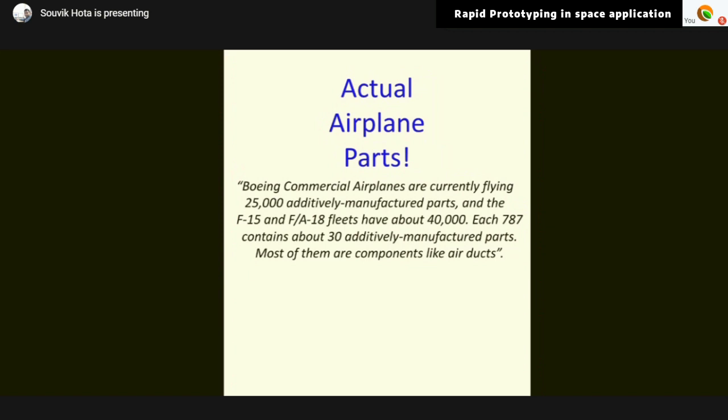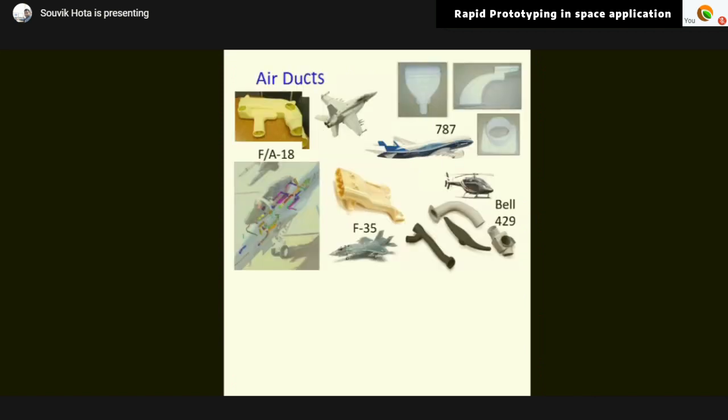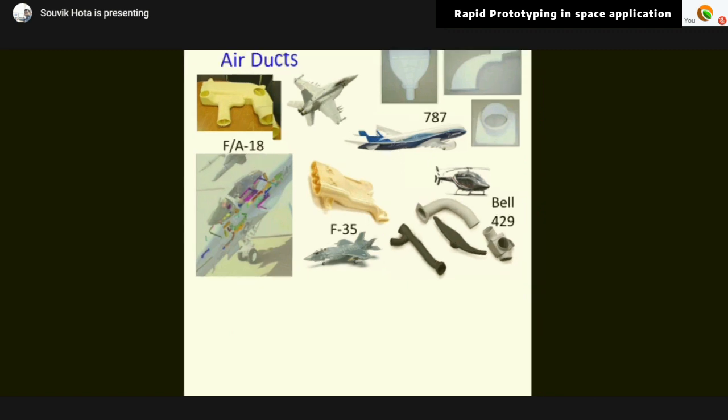So here are some data: Boeing commercial airplanes are currently flying 25,000 additive manufacturing parts, and F-15 and F-18 fleets have around 40,000. Even the Boeing 787 contains 30 additive manufacturing parts, and most of them are air ducts, exhaust manifolds and some engine parts. So you can see some air ducts in the F-18 aircraft, Boeing 787, some galley equipment and laboratory equipment, and in the F-35 we see some manifolds made with the help of this rapid prototyping.